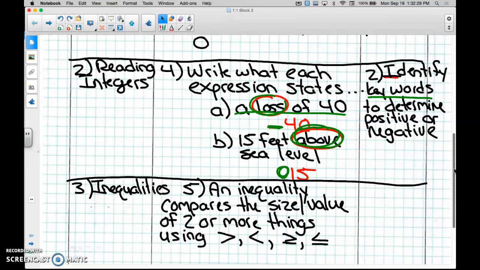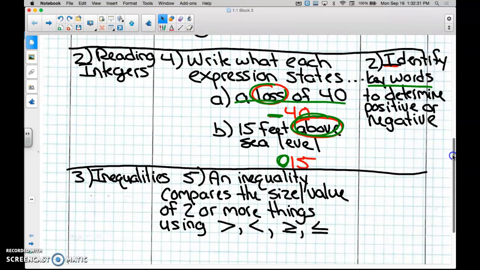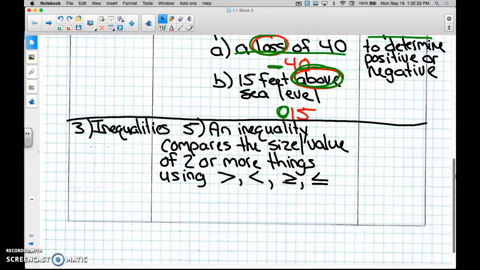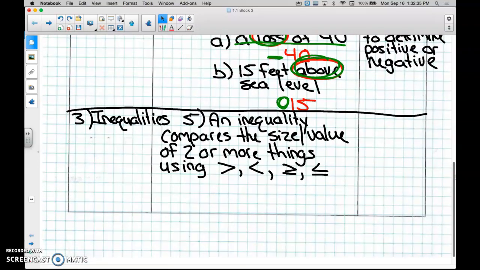Moving down to inequalities, number 3. We said an inequality compares the size or the value of at least 2 things. Inequalities are expressed using these symbols. What does this symbol mean? Greater than. What does this symbol mean? Less than. And the reason we know it's less than is because it looks like a slanted L. So if you see that, you're like, oh, less than, because less than starts with L.